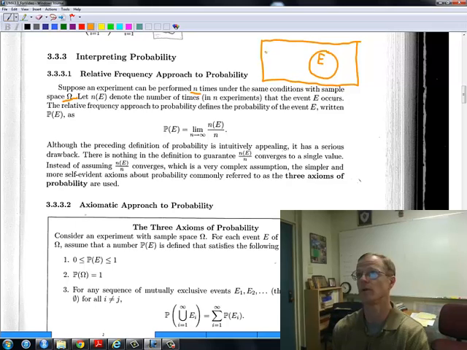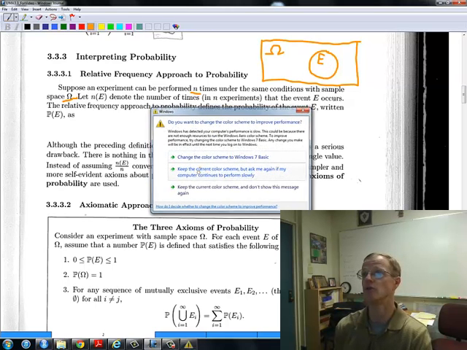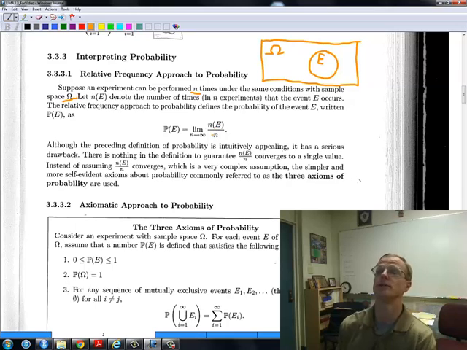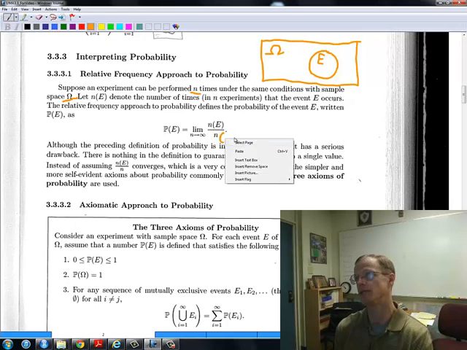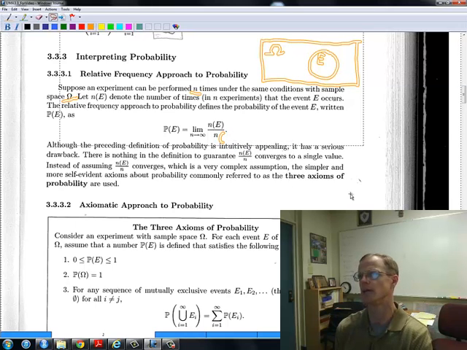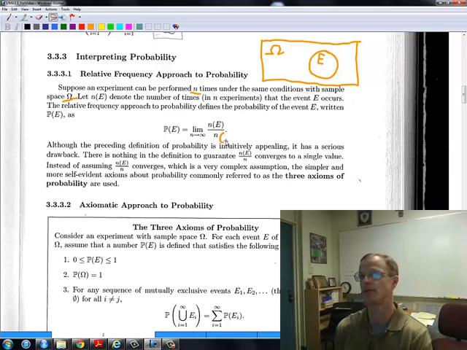The relative frequency approach to probability, something that we'll refer to, defines the probability of event E as follows. We take n(E), the number of ways for event E to occur, divided by n, as they're writing it. You could just as well put n(omega) if you wanted to think about it that way. That's the total number of elements in the sample space, and that's fine.